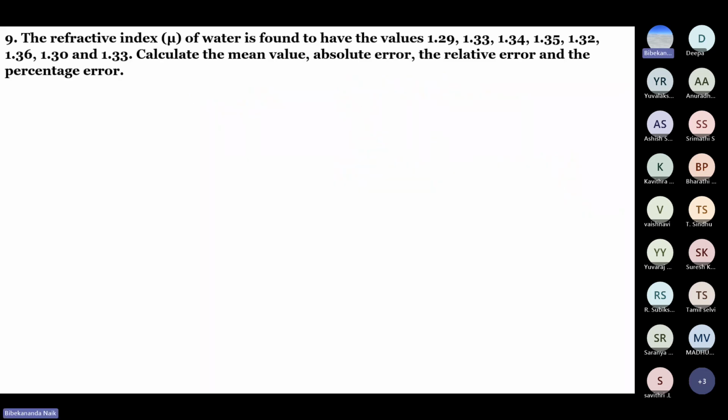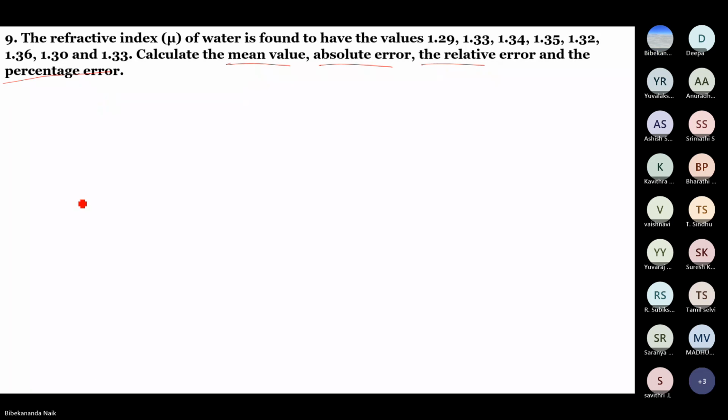Now this question says the refractive index of water is found to have values 1.29, 1.33, 1.34, 1.35, and 1.32. There are 8 values. Calculate the mean value, absolute error, the relative error, and percentage error. Mean value, absolute error, relative error, and percentage error.